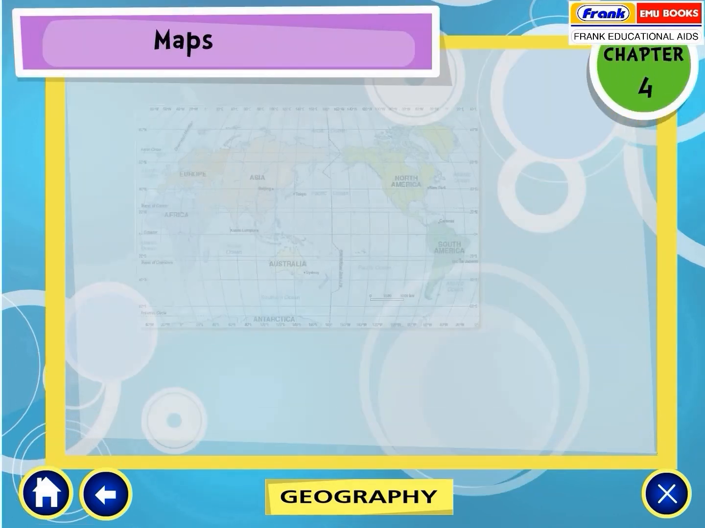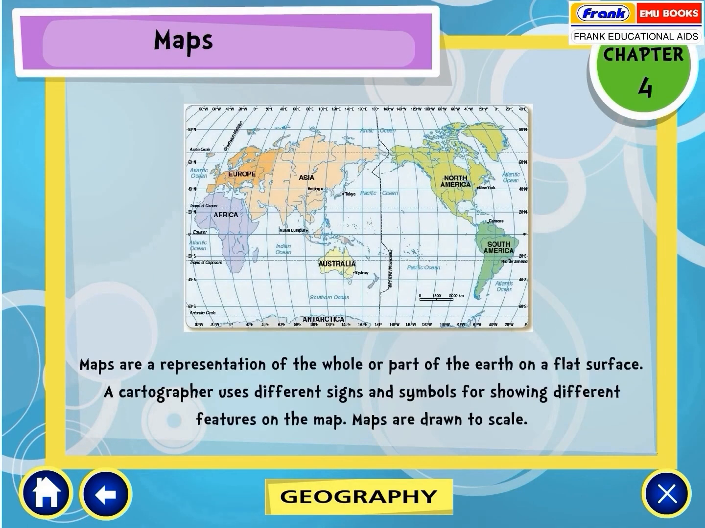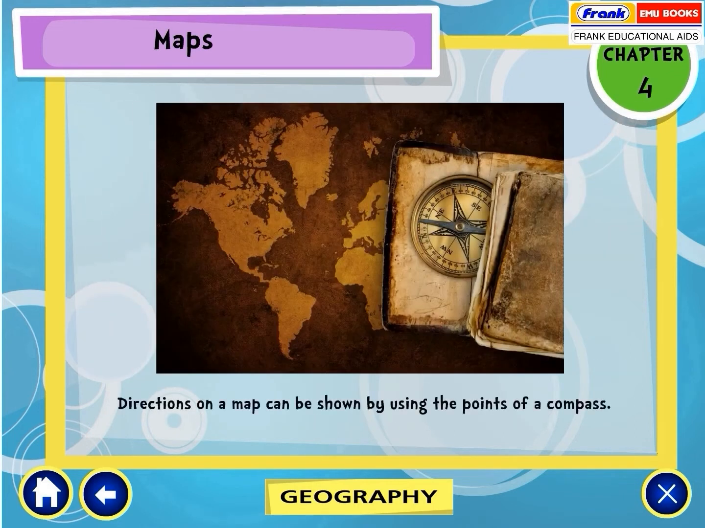Maps. Maps are a representation of the whole or part of the earth on a flat surface. A cartographer uses different signs and symbols for showing different features on the map. Maps are drawn to scale. Directions on a map can be shown by using the points of a compass.